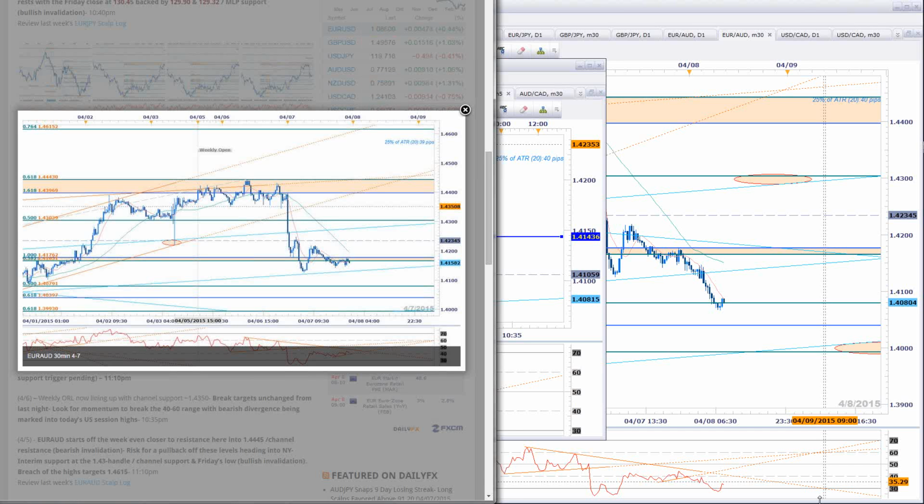Steven saying, took a trade on Euro Oz on a 5-minute RSI trigger, 141.58, stopped just above the last swing high at 141.80. Got a nice 38 pips. Thanks for your levels, Steven, awesome job. I appreciate that.